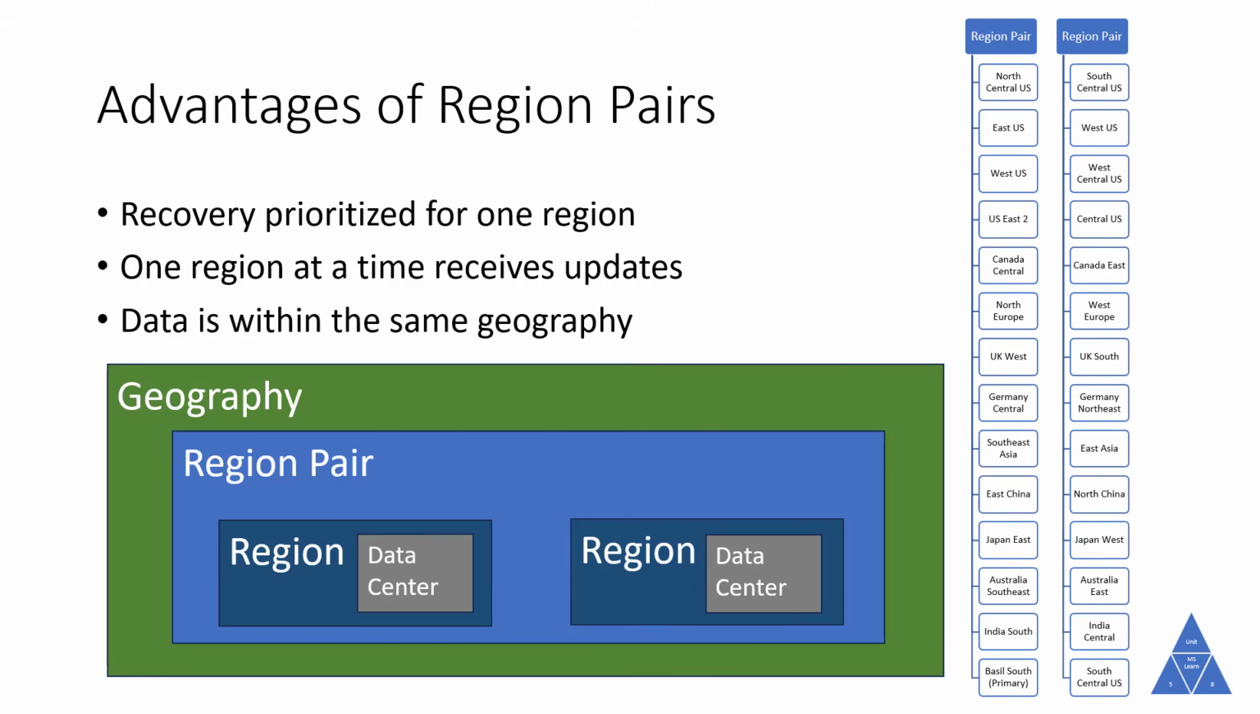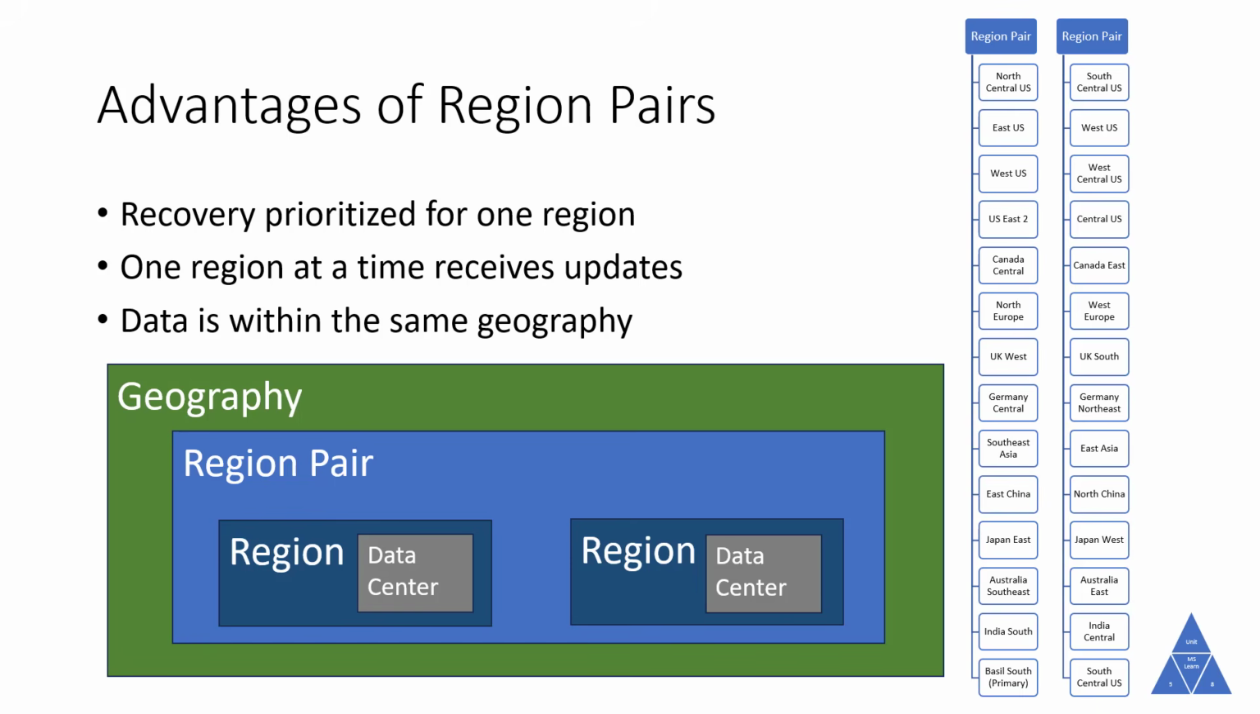Advantages of region pairs. If an extensive Azure outage occurs, one region out of every pair is prioritized to make sure at least one is restored as quickly as possible for applications hosted in that region pair. Planned Azure updates are rolled out to paired regions one region at a time to minimize downtime and risk of application outage. Data continues to reside within the same geography as its pair, except for Brazil South, for tax and law enforcement jurisdiction purposes.